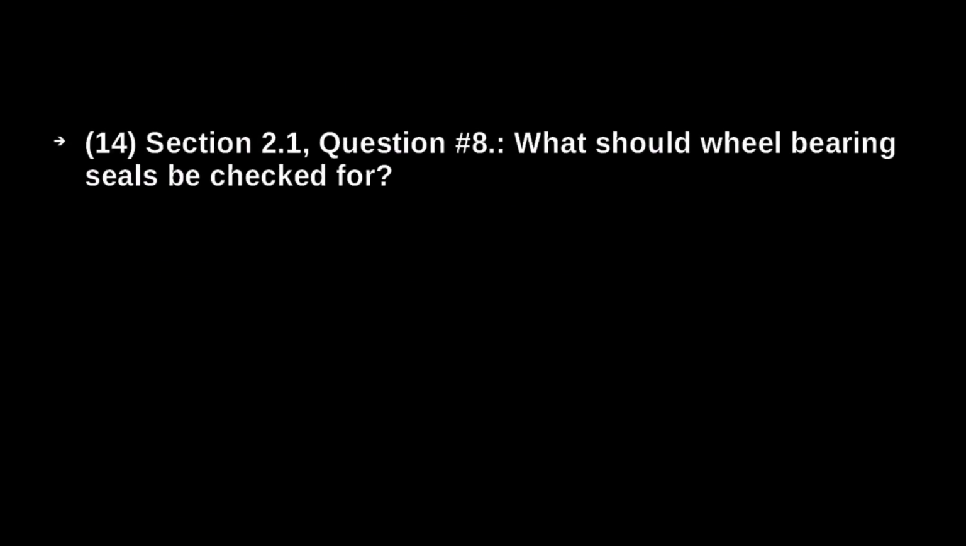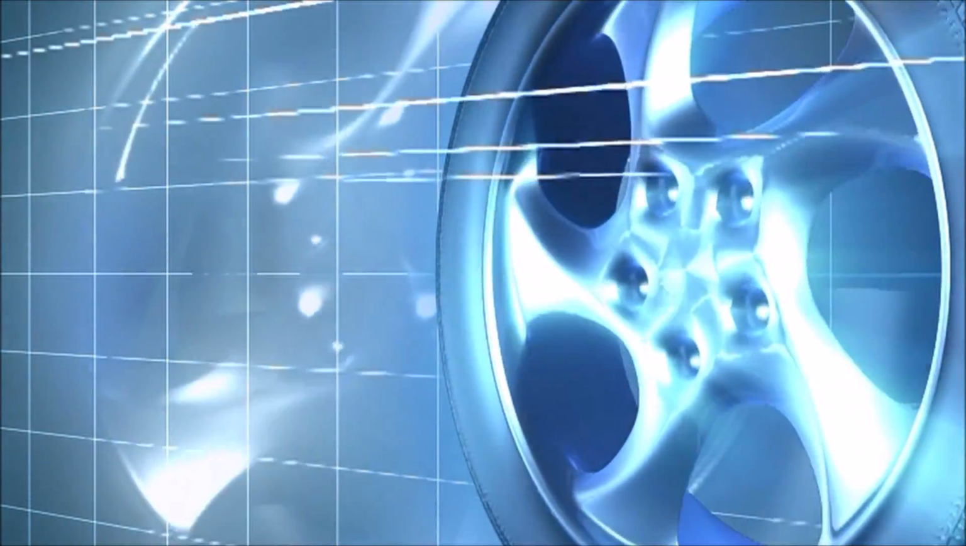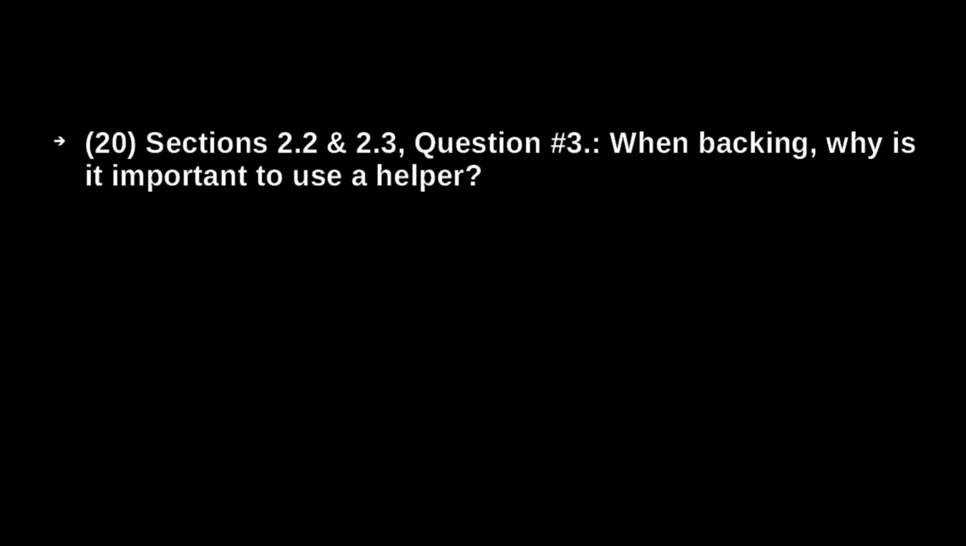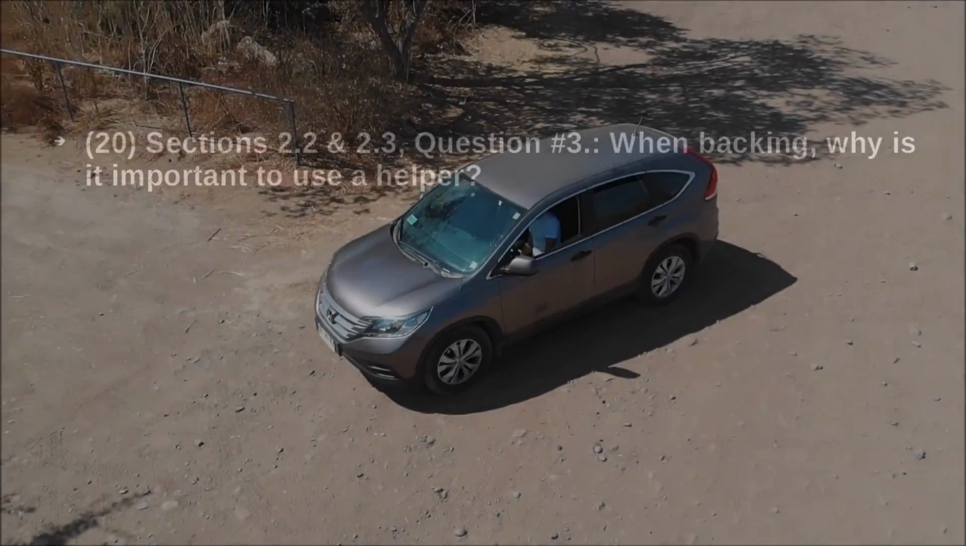What is a hazard? What should wheel bearing seals be checked for? When backing, why is it important to use a helper?